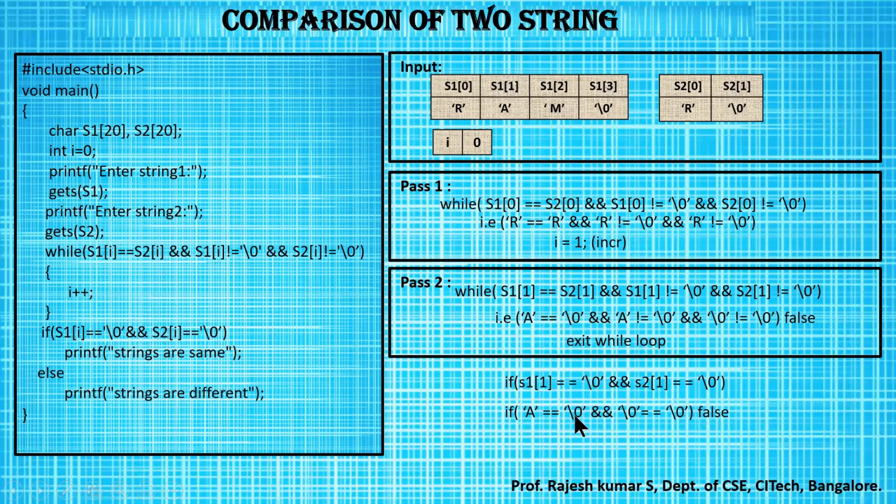What is S1 of 1? A. Is A double equals to null? No. This indicates that there are elements still present in the S1 array. And this indicates that we have reached the end of the S2 array.